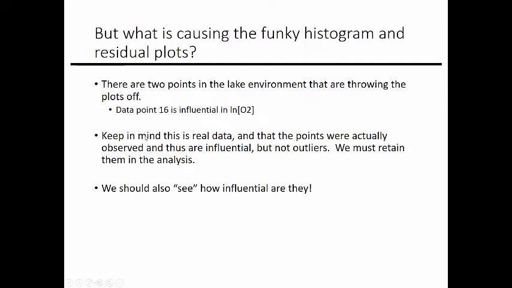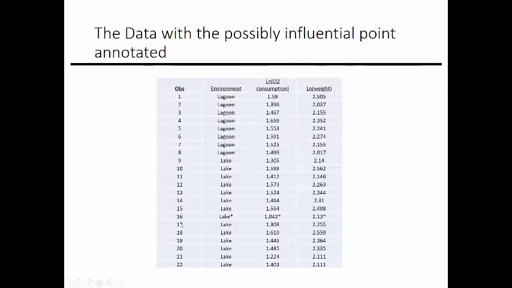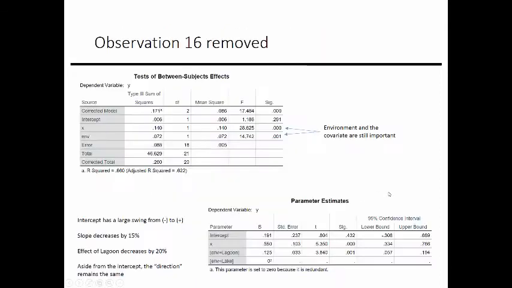So one thing we need to keep in mind, though, is this is actual real data. The points were actually observed, and thus we consider this influential more than an outlier. And we should retain it in the analysis, but we also want to see how influential this particular point is. So to do that, here's what the data looks like again. This is observation 16, so we're going to take that one out and rerun the analysis.